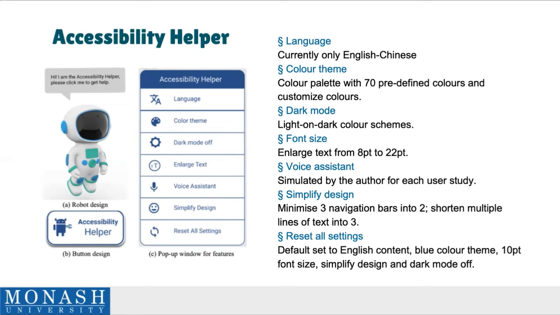We provide 2 designs of the accessibility helper, a robot design in figure A and a button design in figure B. After clicking it, a pop-up window comes out listing all the corresponding features in figure C. Users can change the language, color, dark mode, font size, etc.